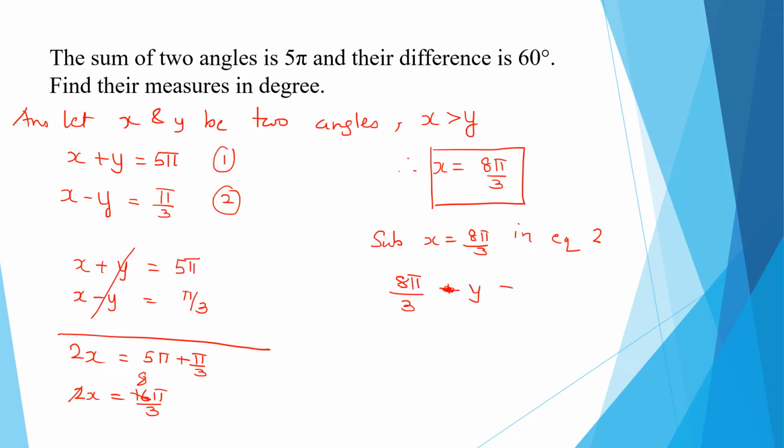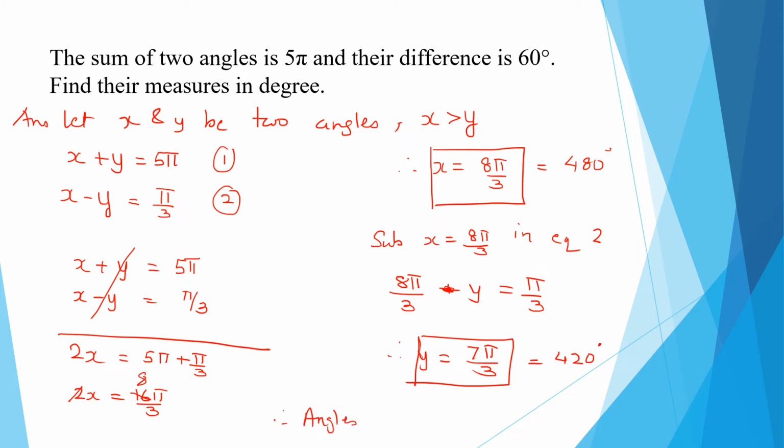Sorry, minus y is equal to pi by 3. Therefore y कितना आएगा? 7 pi by 3. Hence the angles are 8 pi by 3 and 7 pi by 3. Again convert them into degree. Okay, so somewhat you will get this as pi by 3, matlab 60. So 8 sixes are 480 degree and this will be 420 degree. Therefore angles are 480 degree and 420 degree. Understood?